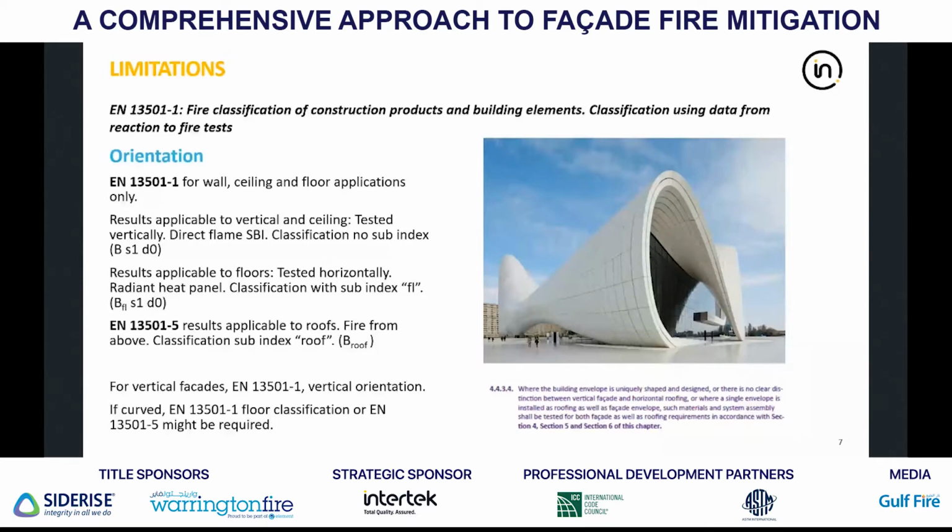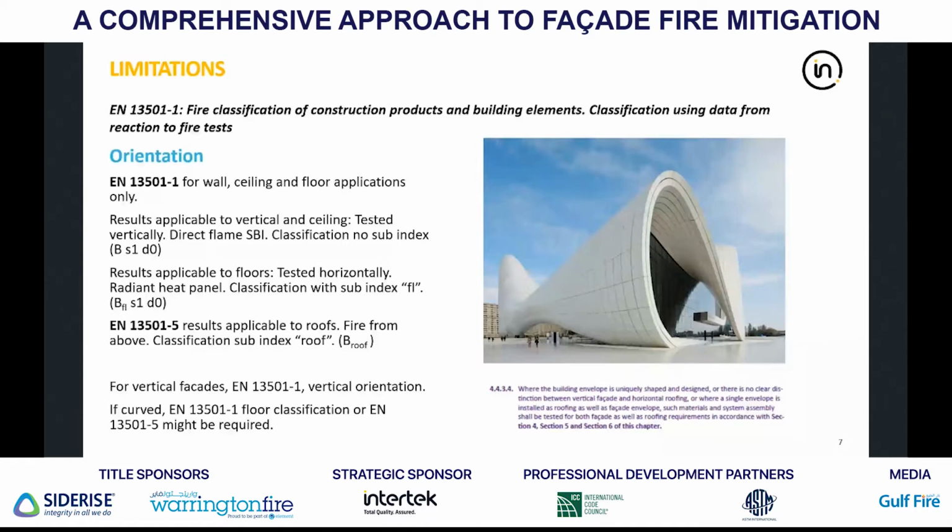So how do you differentiate? You need to make sure that if we're going to use it in a wall, we go for a classification that is for walls. In this case, it will be, as always, a letter, S, and subindex, and then the D for the droplets and the number. If it has a subindex of FL, that means that the testing was for floors only, and it is not applicable for a vertical external facade.